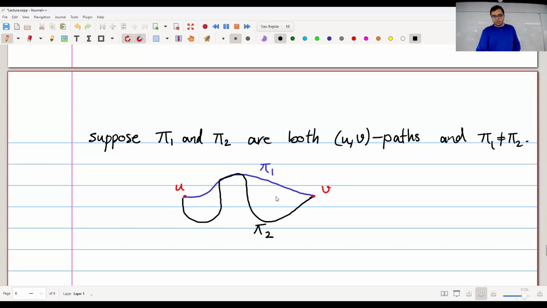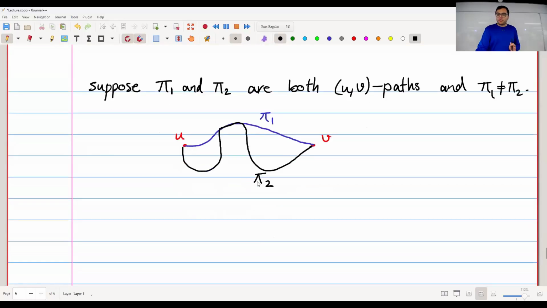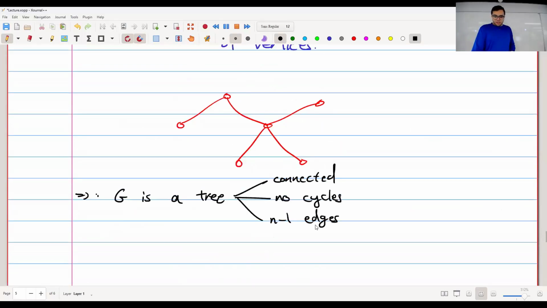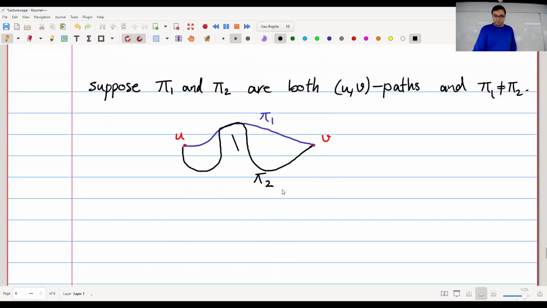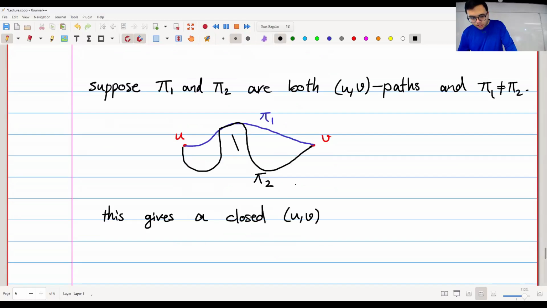In this case, for example, there is a cycle here and there is a different cycle, right? But there is definitely a cycle. But if there is a cycle, then it's no longer a tree because the definition of tree was that there's no cycle. Okay? So this leads to a cycle. This gives a closed UV walk.